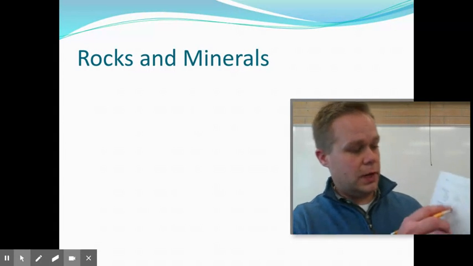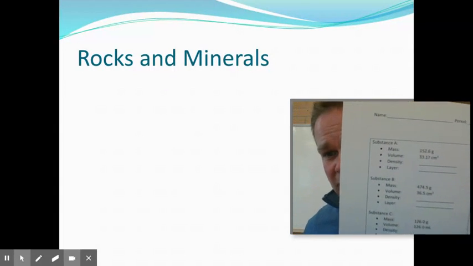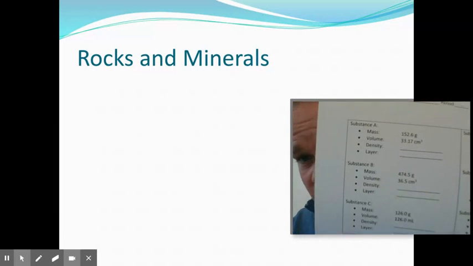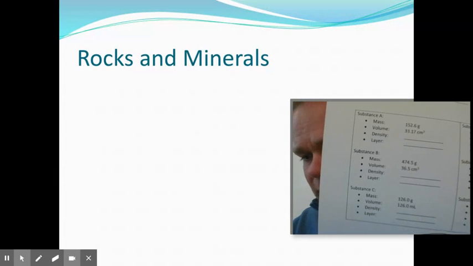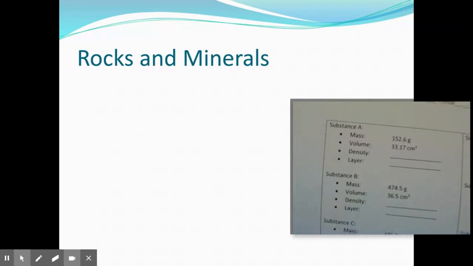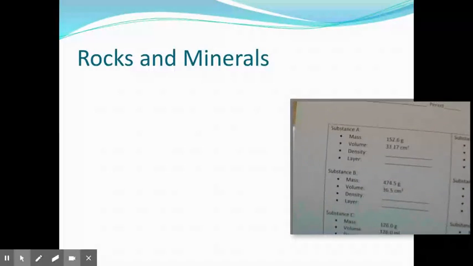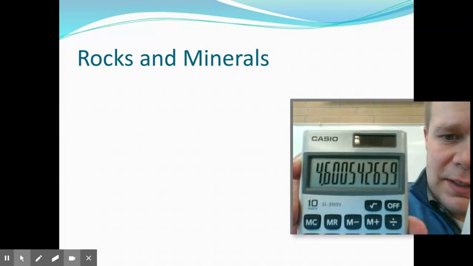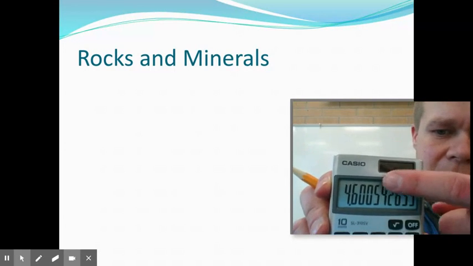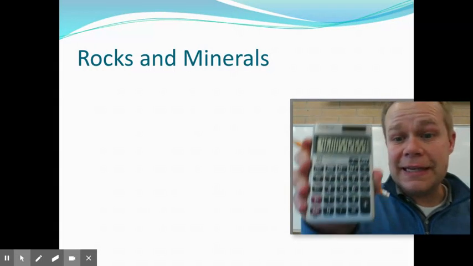For example, our first one is 152.6 grams for the mass divided by 33.17 cubic centimeters. I'll do this first one with you. 152.6 divided by 33.17. I just took the mass divided by the volume. I plug that into my calculator, and as you can see, I got this number. Well, let's just take it to the nearest tenths position. That means just one number after the decimal, so we're just going to round that to 4.6.